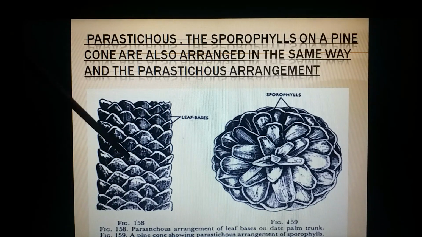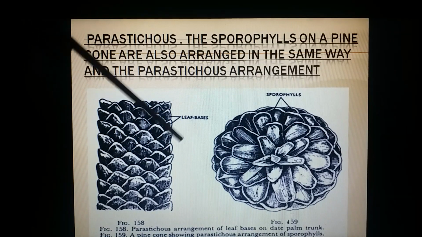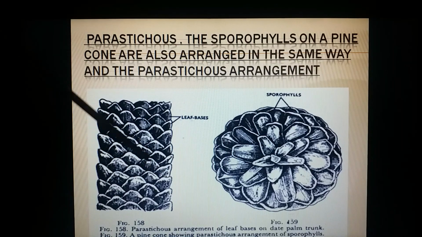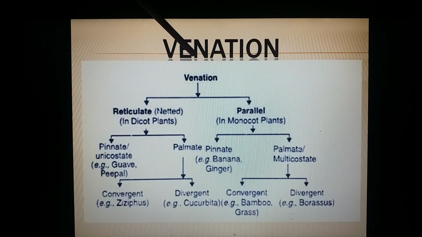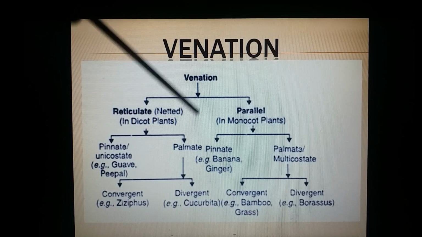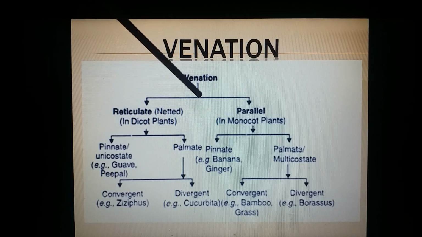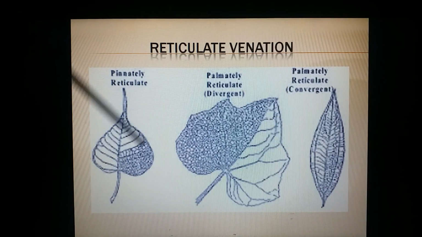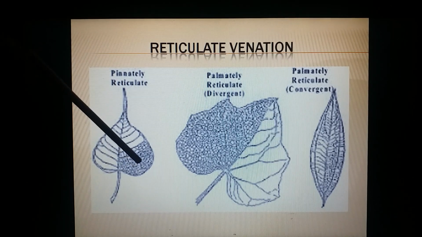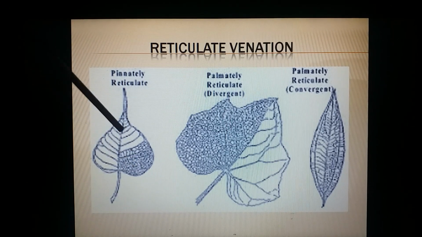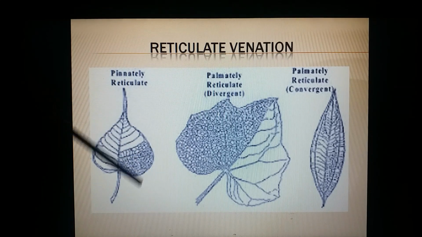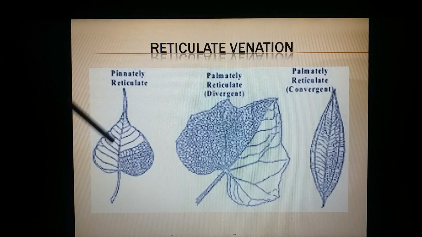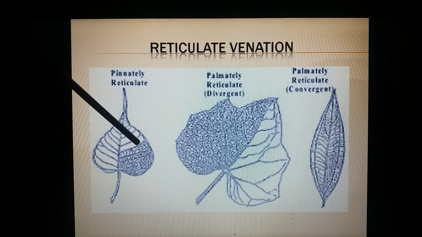So my dear students, thus we have seen distichous, tristichous, pentastichous, octastichous and parastichous in all the cases of alternate phyllotaxy. Now the next topic is venation. What is venation? The arrangement of veins over the leaf lamina is called venation. There will be a midrib, then lateral veins, then the veinlets, and this is all called the arrangement of veins over the leaf lamina. What are veins? Veins are nothing but vascular strands, that is the xylem and the phloem, which help in conduction and also give shape, protection and mechanical support to the leaf.